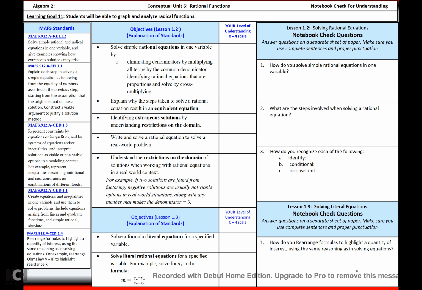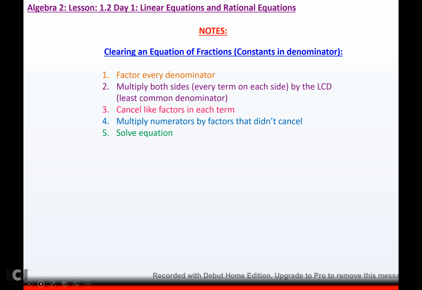Alright, today we are going to be talking about rational functions some more. Okay, and here we go. Clearing an equation of fractions. We're going to have equations today. And when you have equations, that means you have an equal sign. If you have an equal sign, you can actually clear your fractions.